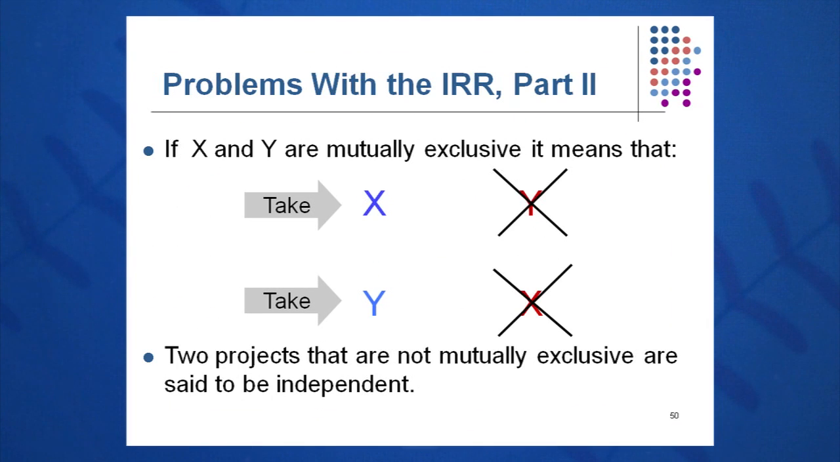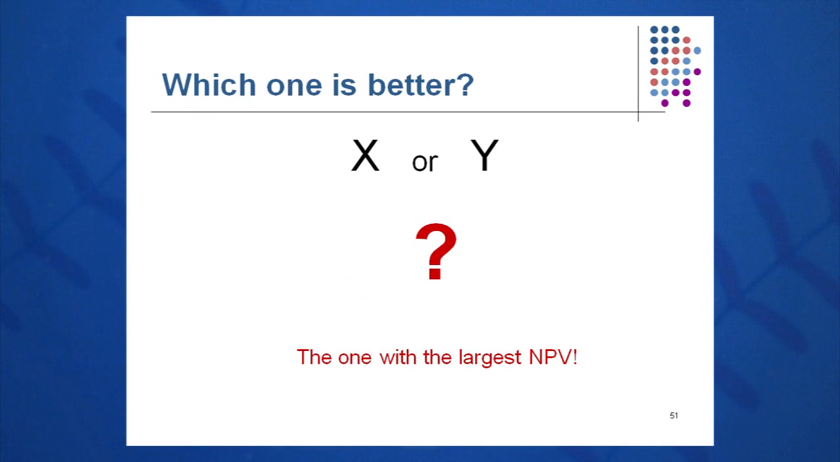Problem number 2, be careful with mutually exclusive projects, where you might have a piece of property and you're going to decide to either put a new, let's say, Sonic, or you might put an apartment building. You can't do both. If you take Project X, you can't take Project Y. If you take Project Y, you can't take Project X. Projects that are not mutually exclusive are said to be independent. So which one is better, X or Y, is the question. Obviously, the best way to look is to look at the NPV. Be careful with the IRR with mutually exclusive projects.